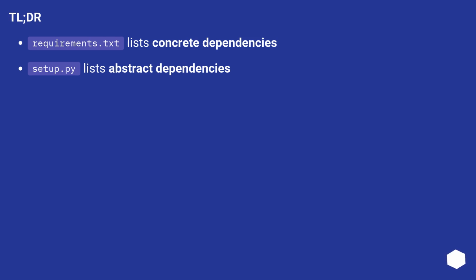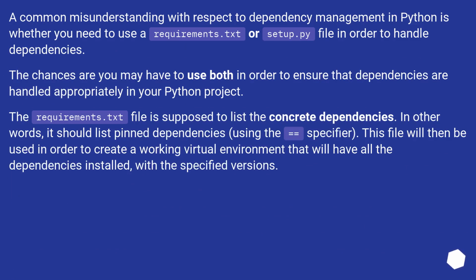TL;DR. Requirements.txt lists concrete dependencies, setup.py lists abstract dependencies. A common misunderstanding with respect to dependency management in Python is whether you need to use a requirements.txt or setup.py file in order to handle dependencies. The chances are you may have to use both in order to ensure that dependencies are handled appropriately in your Python project. The requirements.txt file is supposed to list the concrete dependencies.